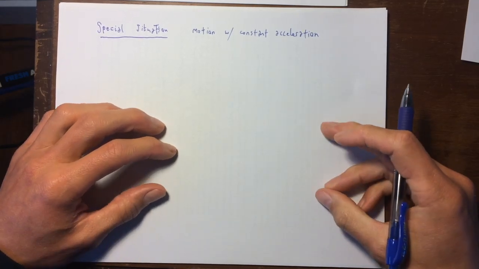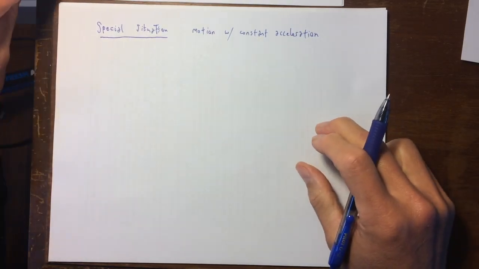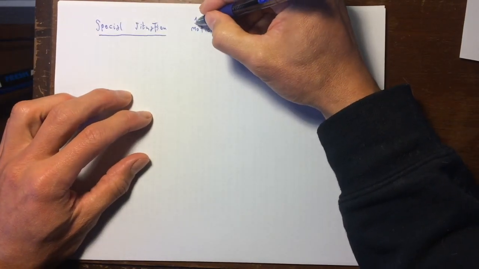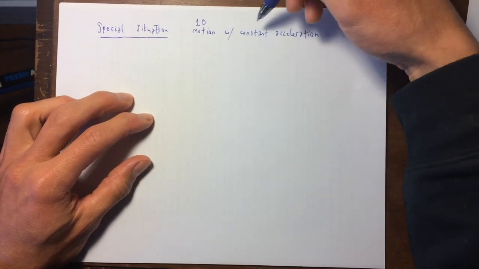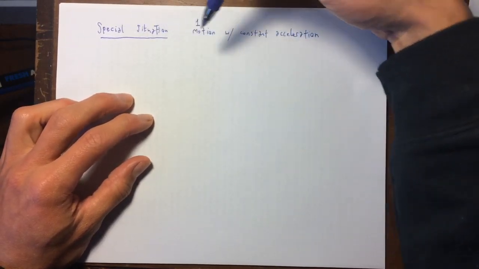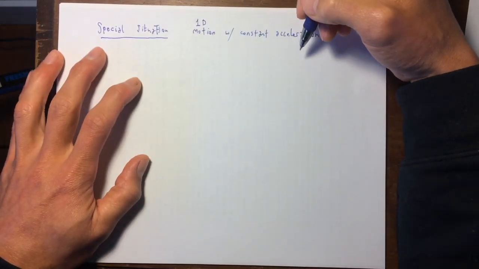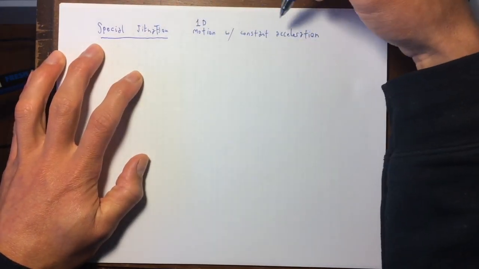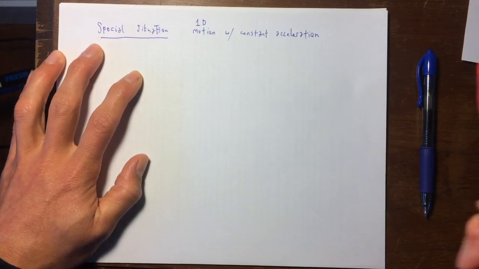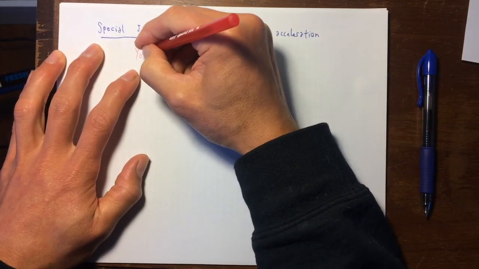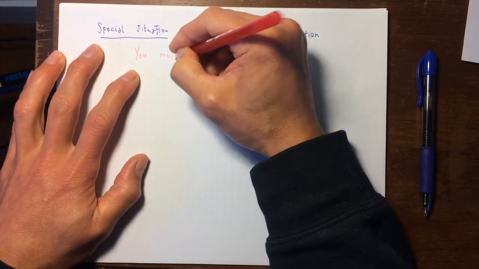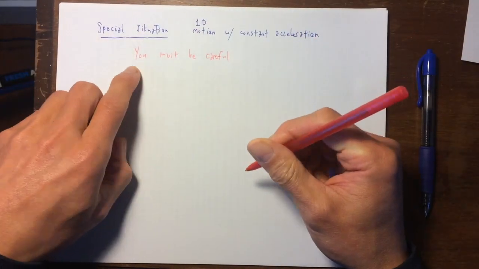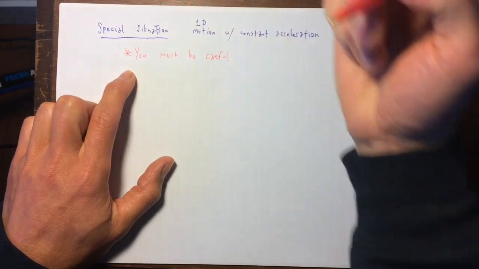So to continue modeling with kinematics in one dimension, let me put one-dimensional motion. We're going to study a special situation, but you have to know how it's special and when it's okay to use it. So let me put this. You must be careful. And I'm just going to put that.